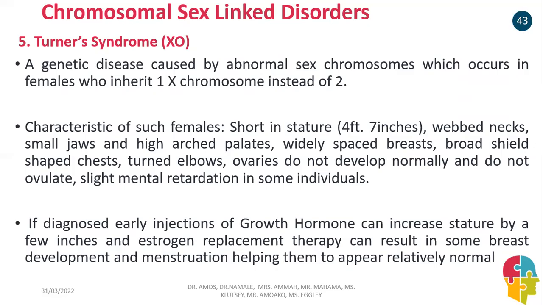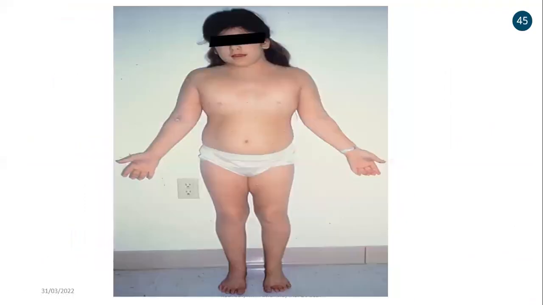Now, if they are diagnosed early, they can have hormone replacement therapy, or estrogen replacement therapy, which can help them develop breasts and even help them to ovulate, which will make them appear normal. So this is somebody with Turner syndrome. Look at the neck, how the neck is attached to the body. Look at the chest, how broad and widely spaced it is. And look at the person's height. This is a grown-up with Turner syndrome. Another picture of someone with Turner syndrome.